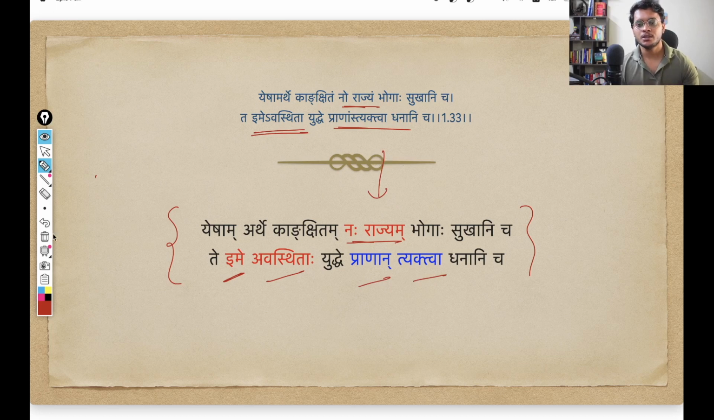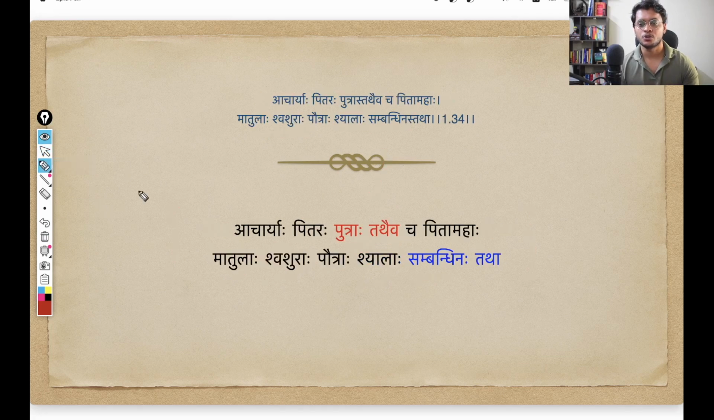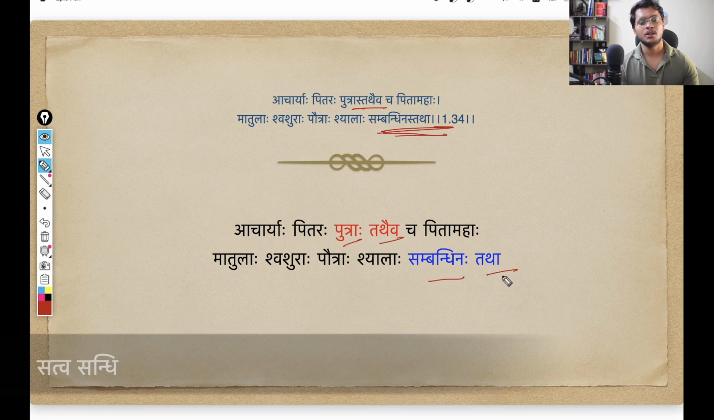So this is again another kind of sandhi, and if we take a look at the 34th shloka also, same thing. We have two sandhis that are happening here also. Actually same sandhis. Putras tathaiva, this opens as putraha tathaiva, and then you have sambandhinstatha, which opens as sambandhinah tatha. So same kind of visarga sandhi is happening here also.